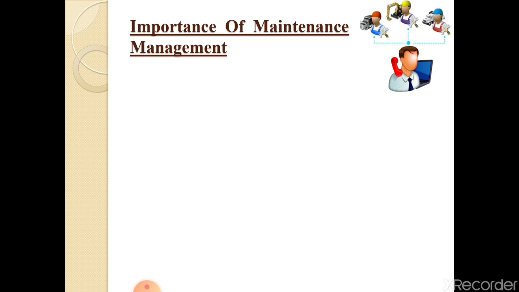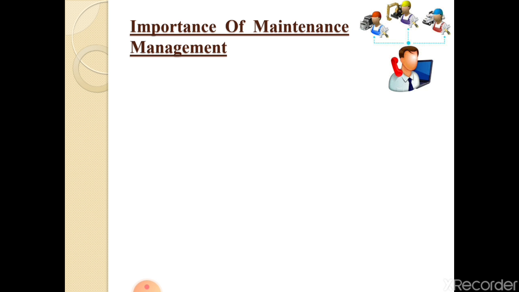Then we'll move to the next topic, that is the importance of maintenance management. So maintenance management is responsible for the smooth and efficient working of industry and helps in improving productivity. So it helps in keeping the machines in optimal operating condition. Thus maintenance management is important for the production system.